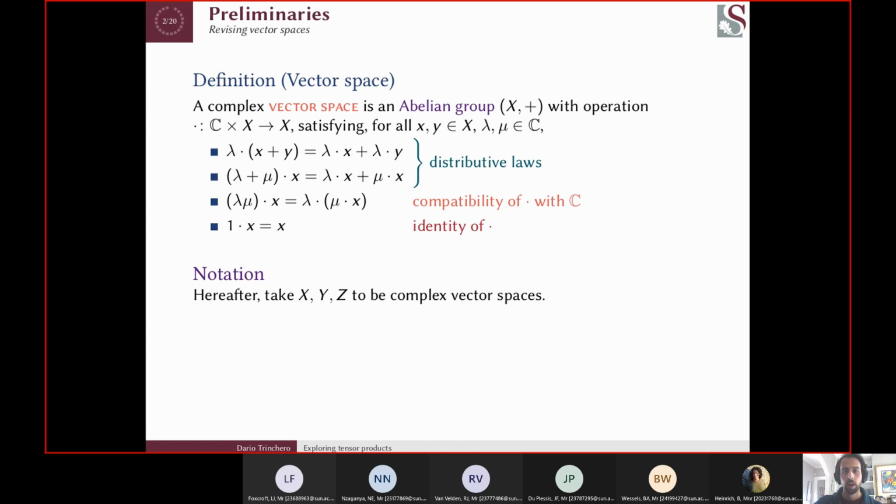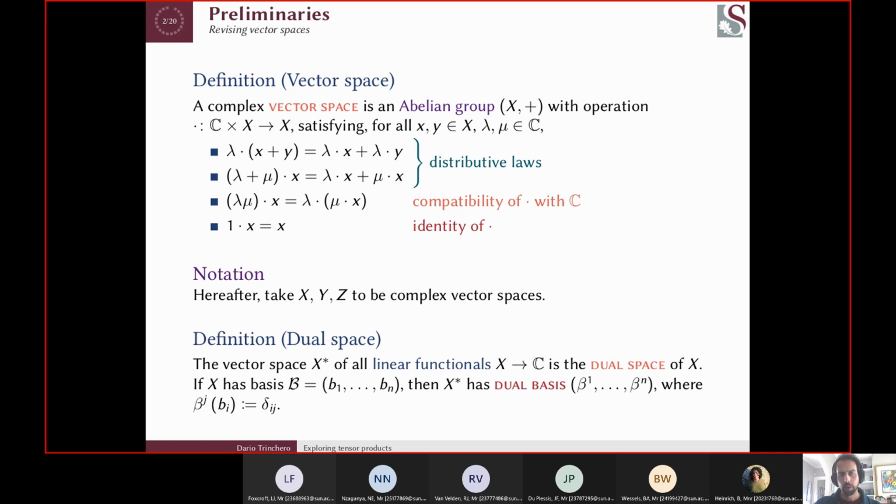Okay, cool. So just notationally in this talk, to avoid constantly having to say, let X be a vector space, let Y be a vector space, and so on, I'm just going to use the three symbols X, Y, and Z, capital X, Y, Z, throughout the talk to mean complex vector spaces. So if you see them anywhere, that's what they refer to.